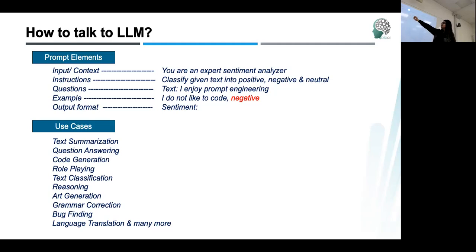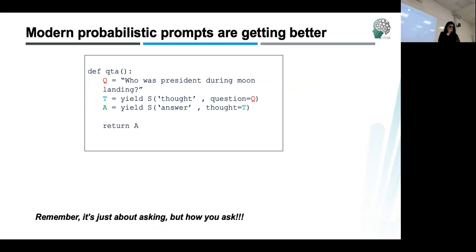No, the prompt element is something, the question is something, that is the text we are going to give it. Like, do it on this task. You can call it a task or a question. Okay. Yeah. So it's not exactly the question, but what we want it to focus on: the text, the query. Okay, so modern probabilistic prompts are getting better.